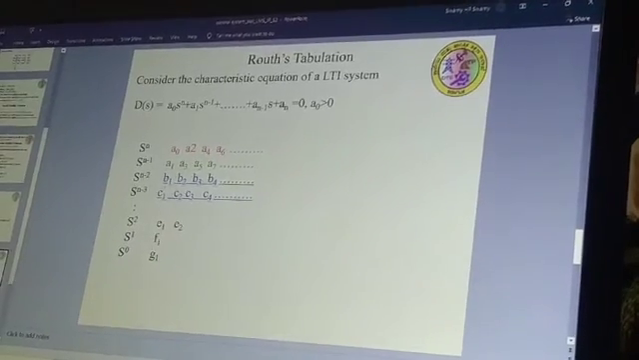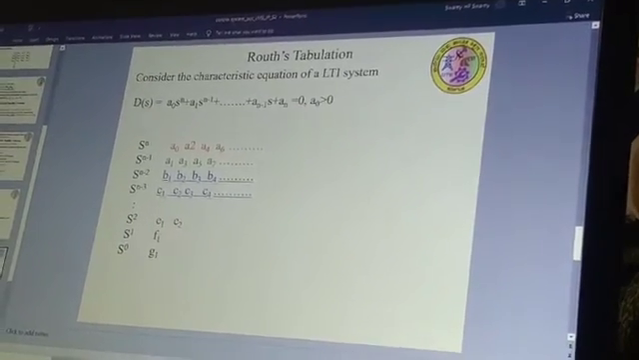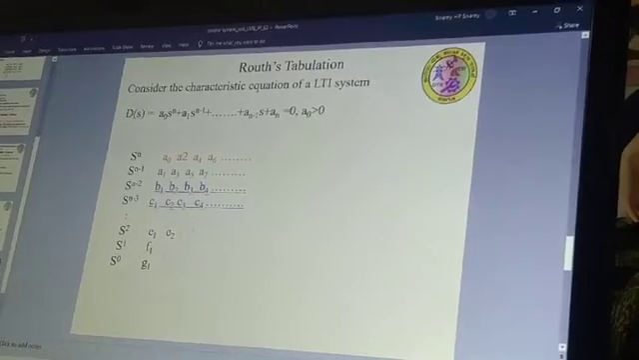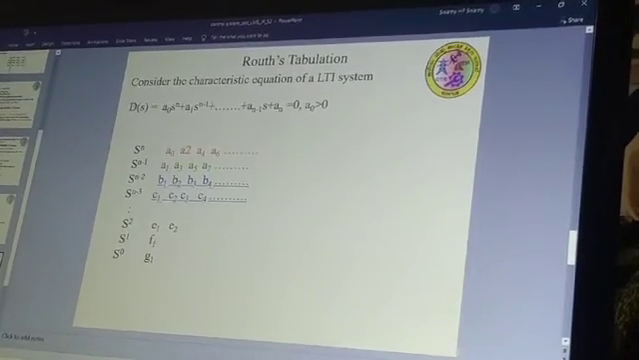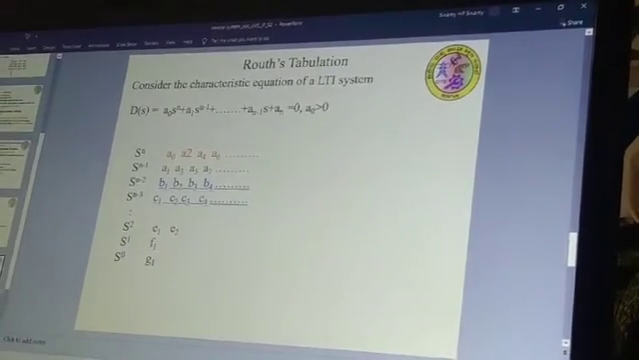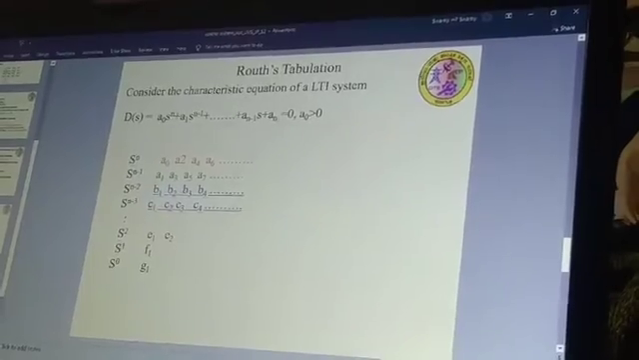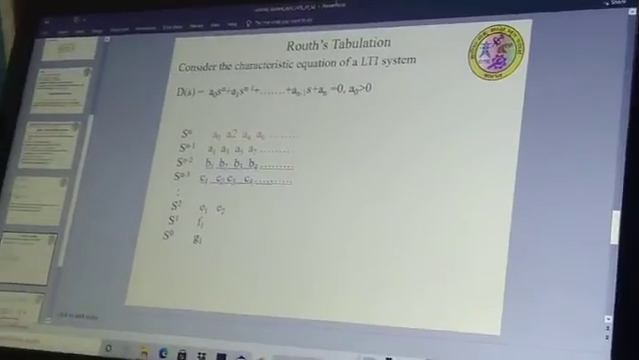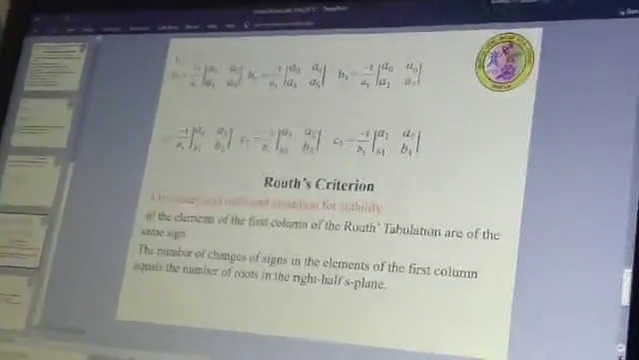After that, b1, b2, b3, b4, c1, c2, c3, c4 up to s1 you have to calculate. S0 is given like this. This is the value of S0. So now, what is b1 equal to?